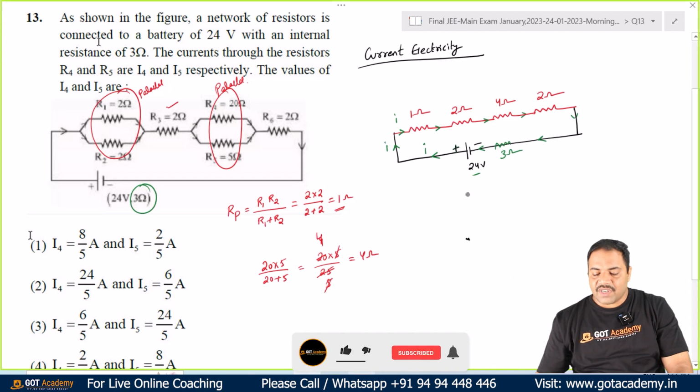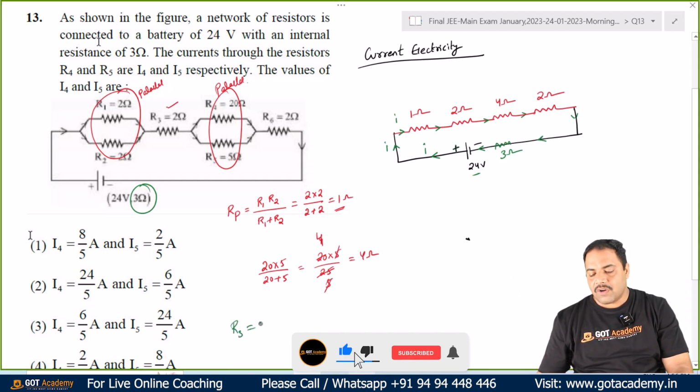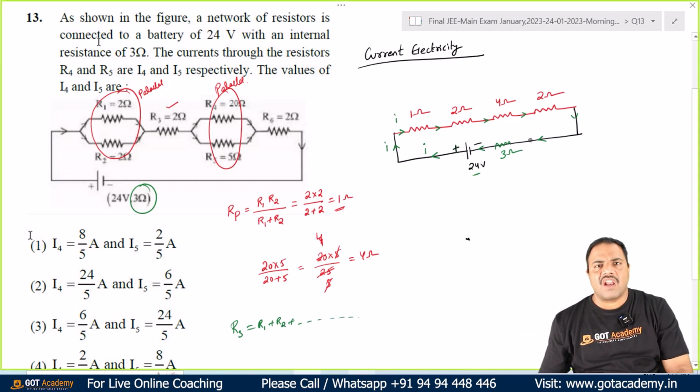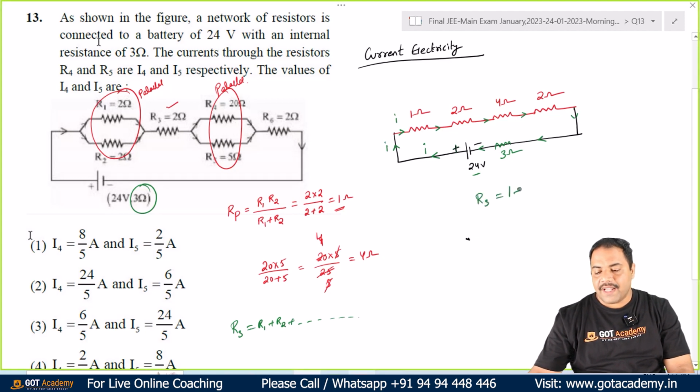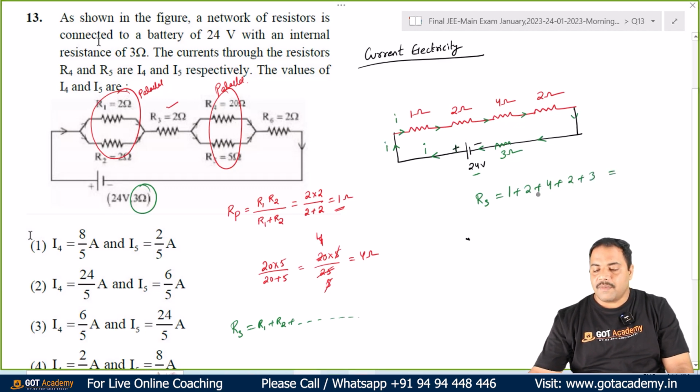So in series combination, what is the formula? Resistance in series is equal to R1 plus R2 plus so on. So here 1 ohm, 2 ohms, 4 ohms, 2 ohms and 3 ohms are all in series. So the resultant answer will be 1 plus 2 plus 4 plus 2 plus 3. So 2 plus 1, 3; 3 plus 4, 7; 7 plus 2, 9; and 9 plus 3, 12. So the answer is 12 ohms.